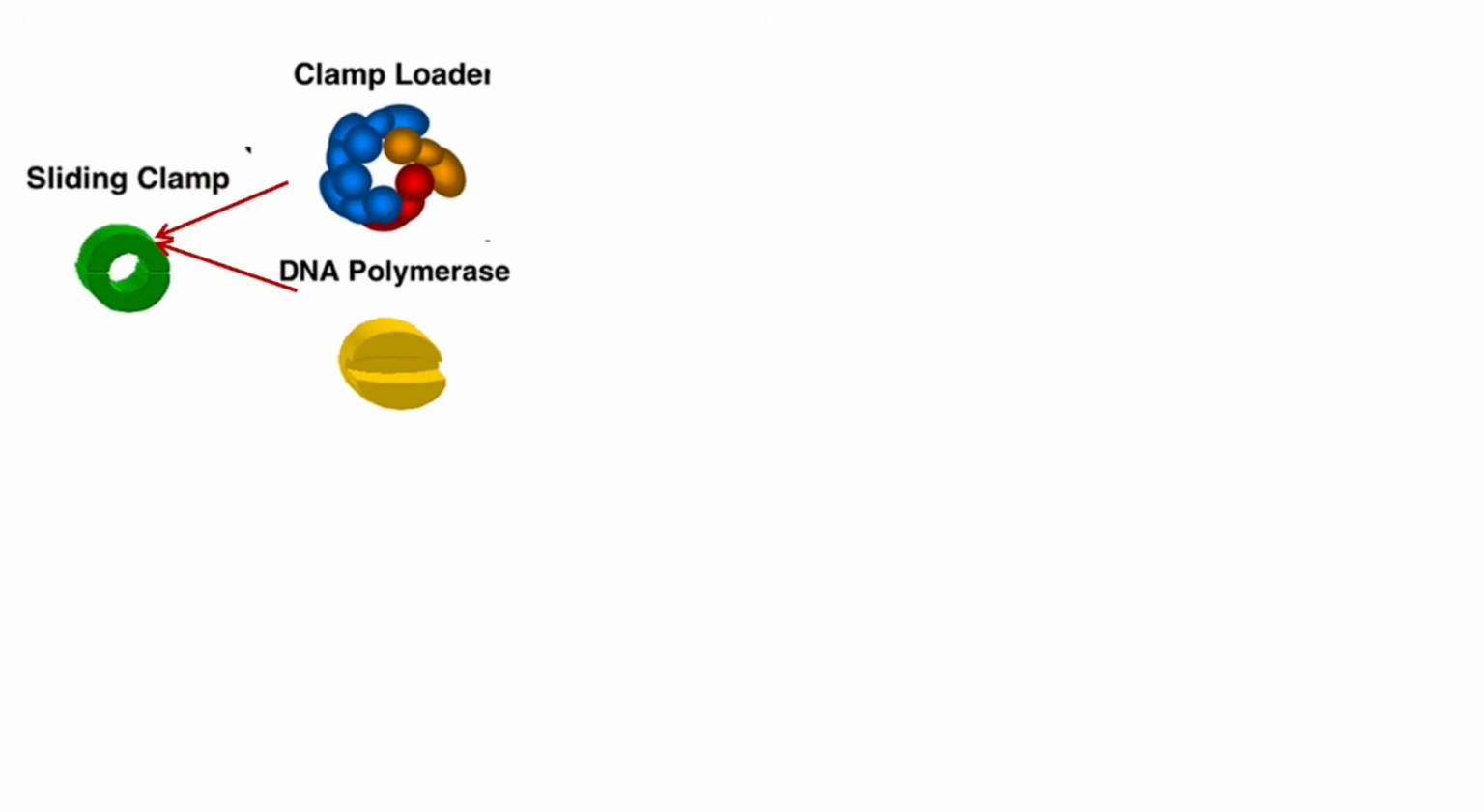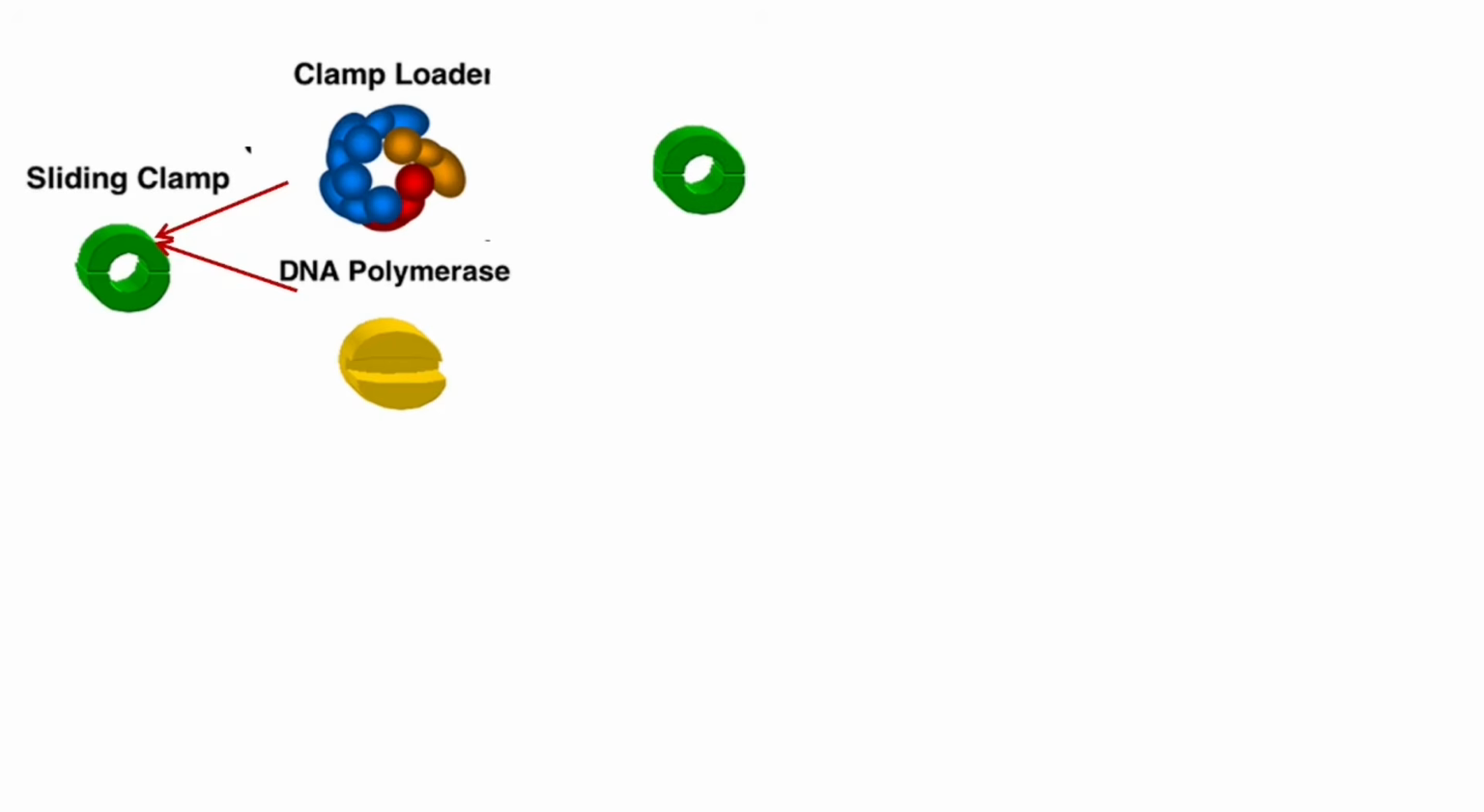The core and the clamp loader both contact the beta clamp at the same site. It means that the beta clamp has the same binding site for both DNA polymerase and the clamp loader. The beta clamp can bind to the core or the clamp loader, but not both simultaneously. But which one does it prefer?